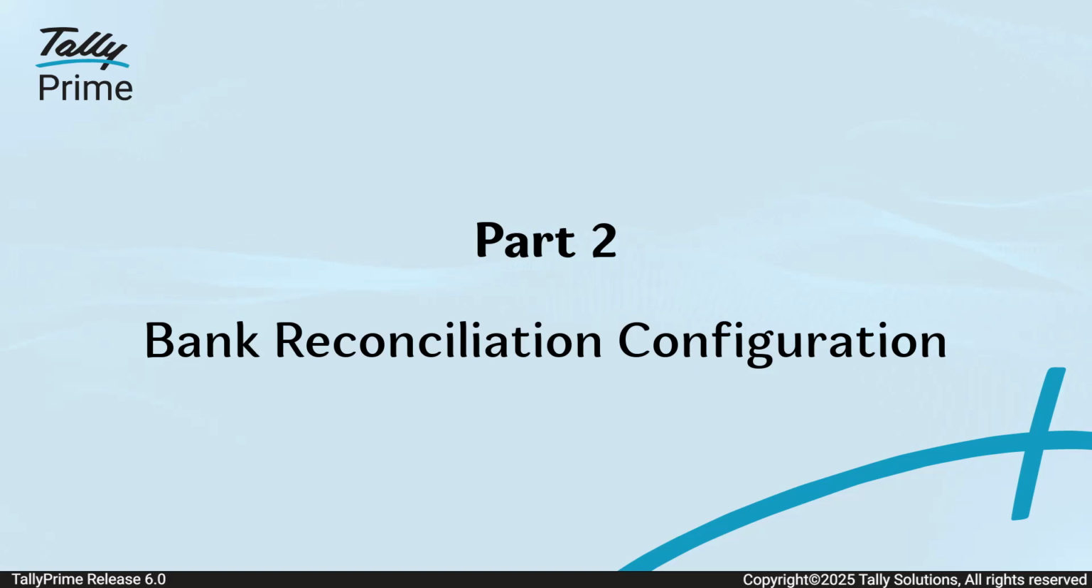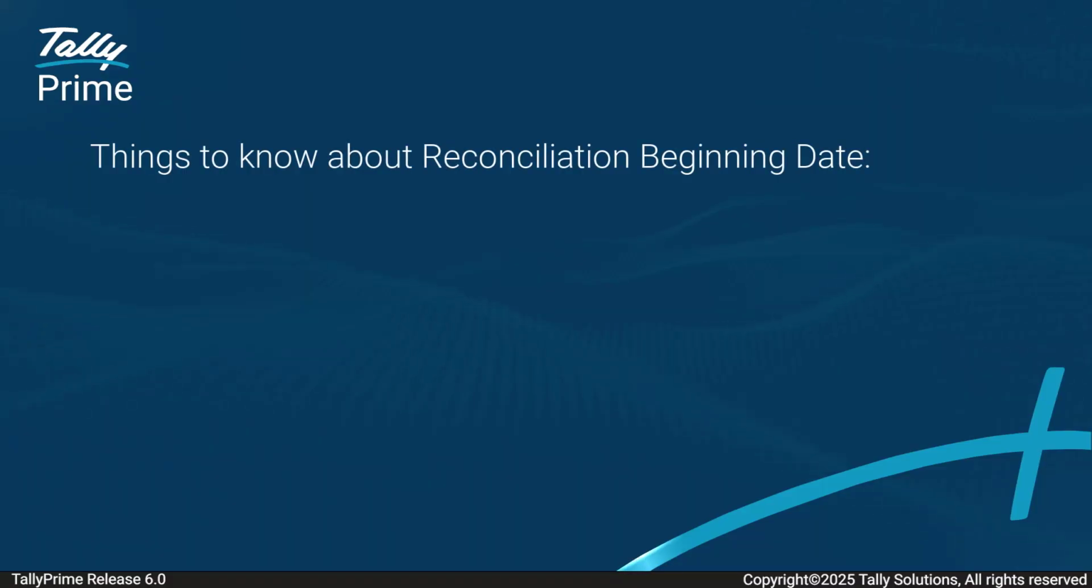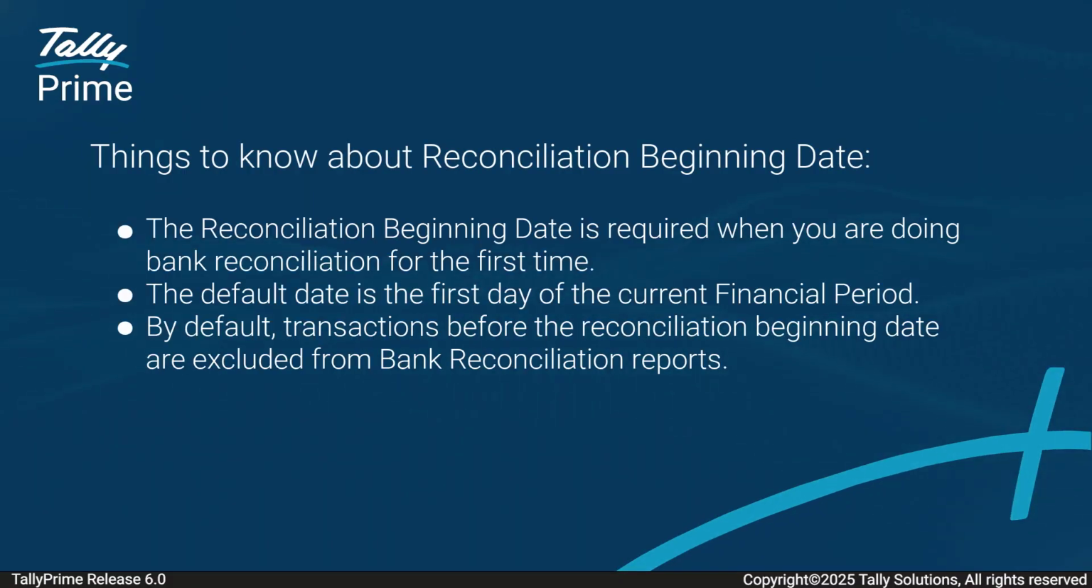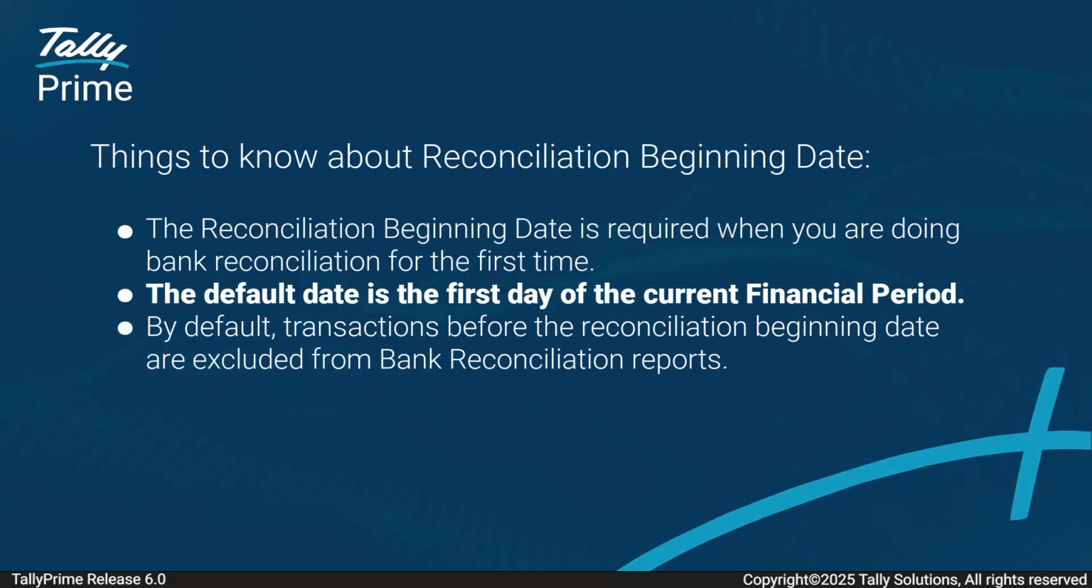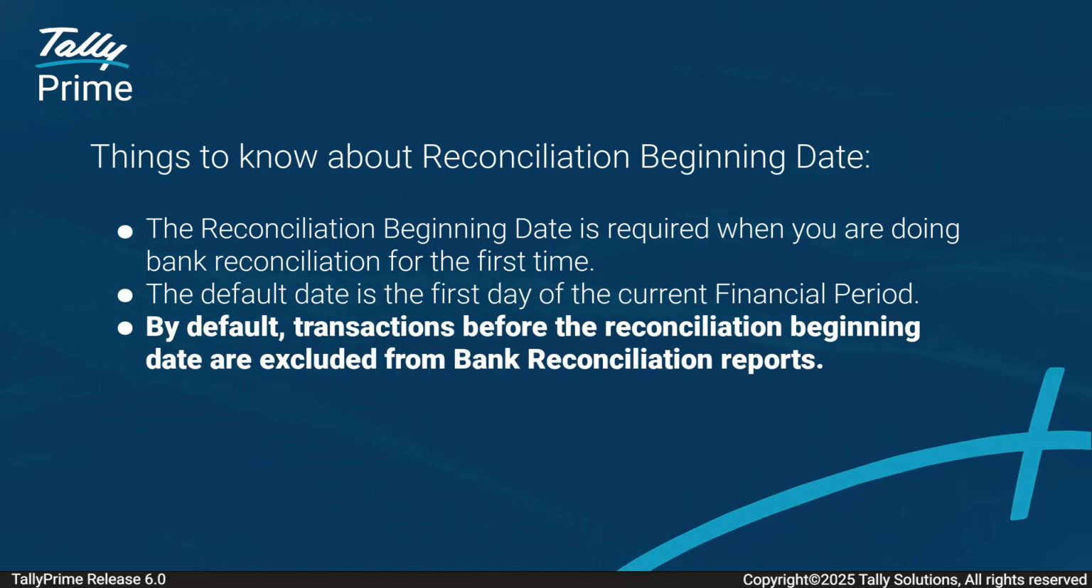Now, let's understand the configuration provided for the bank reconciliation. If you are doing reconciliation for the first time, configure your bank ledger with the reconciliation beginning date and opening BRS before reconciling. The default reconciliation beginning date is the first day of the current financial year, but you can change it to your preferred date. Transactions that remain unreconciled before the reconciliation beginning date will not be included in the bank reconciliation reports until you add them.